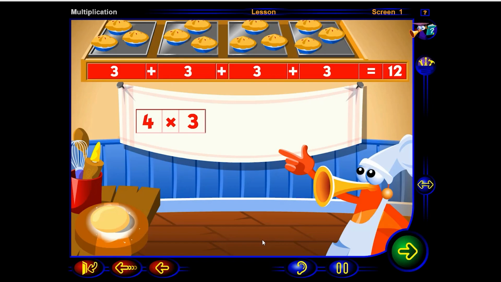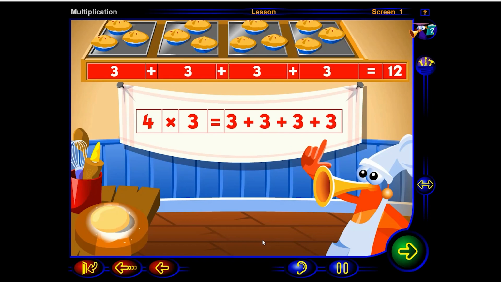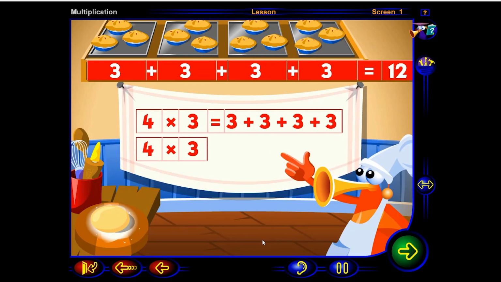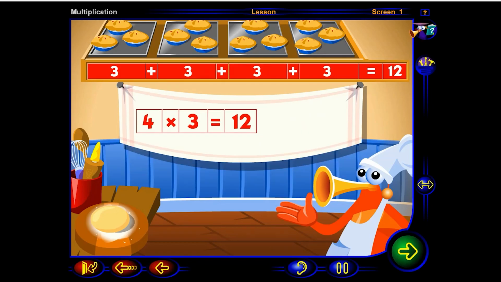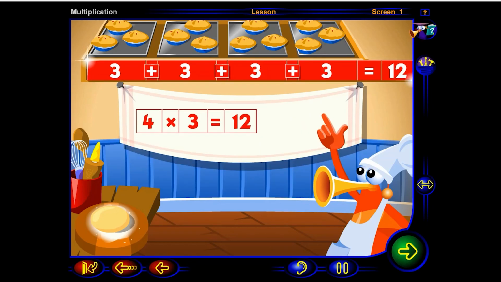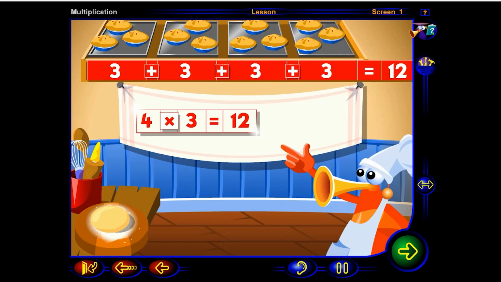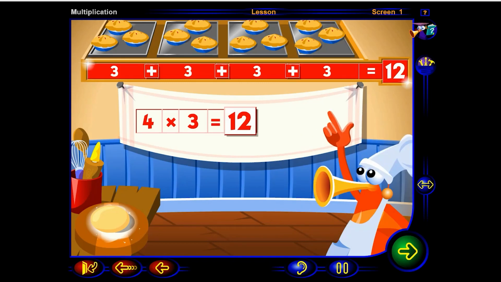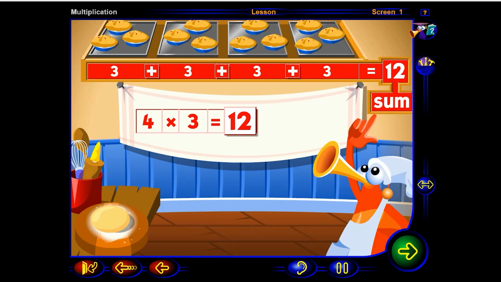4 times 3 equals 3 plus 3 plus 3 plus 3. 3 plus 3 plus 3 plus 3 equals 12. So 4 times 3 also equals 12. Now we have an addition sentence and a multiplication sentence. Hey, there's a 12 here and a 12 here. In this addition sentence, 12 is the sum.